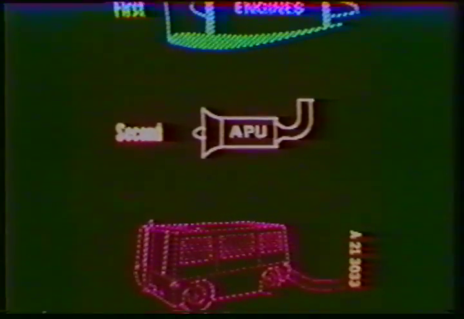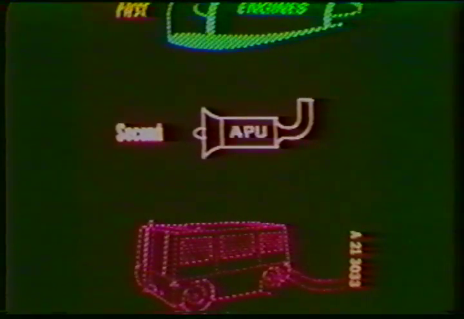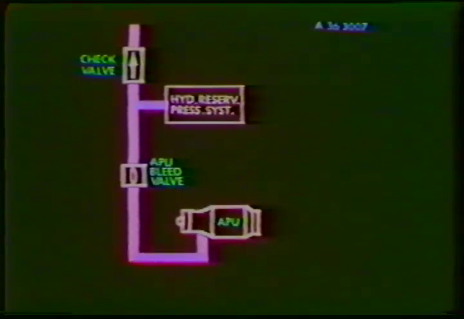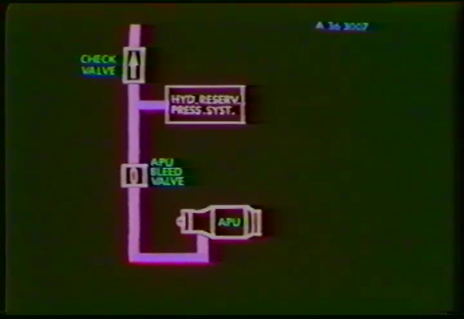Now let's see the second supply, the air from the APU. Here it is not necessary to regulate the pressure or temperature because the air leaving the APU is within the values we need for the system. Therefore, the APU bleed valve is a simple shutoff valve, electrically controlled, pneumatically operated, and spring-loaded closed.